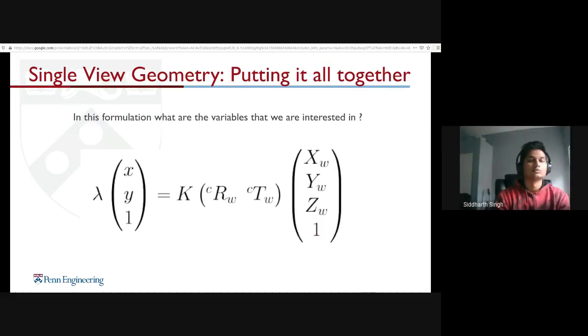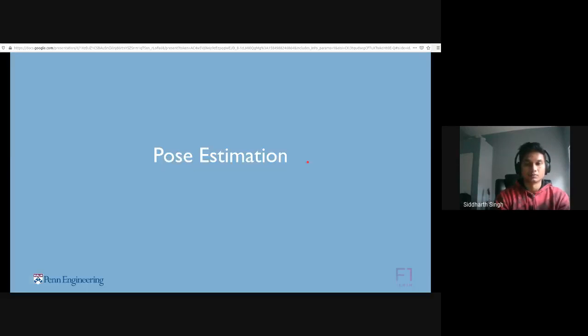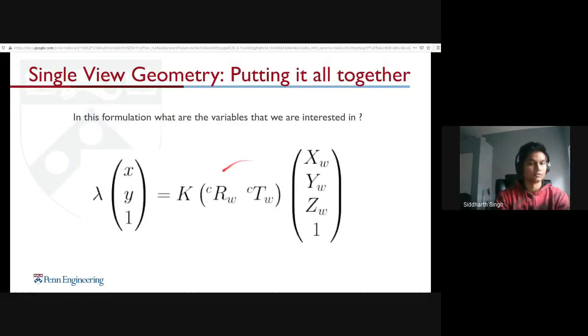Okay, so let's keep this at the back of the head: we've got to find this, somehow have information about this, and definitely have information about this, right? So this leads us to pose estimation, which is essentially that we've got to find this.